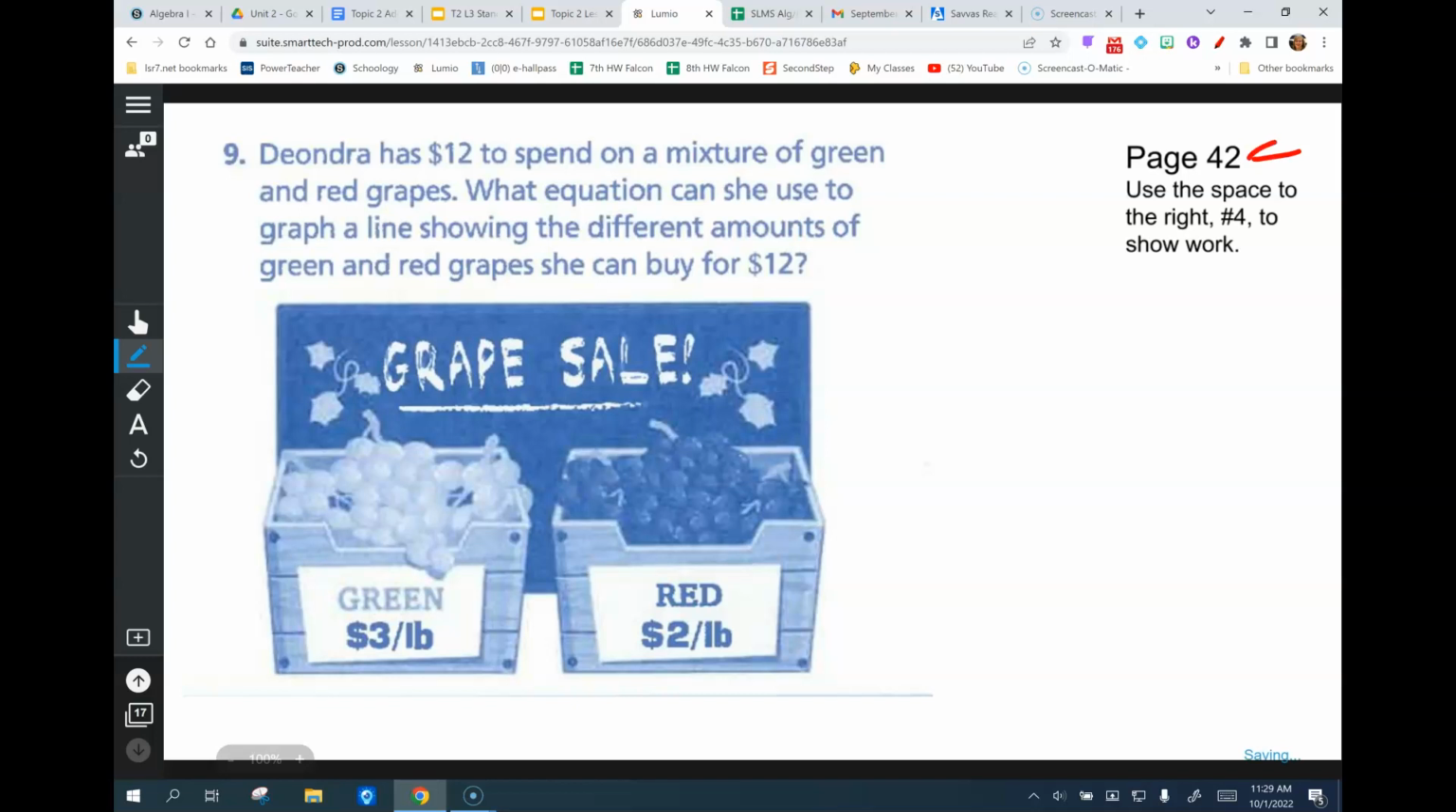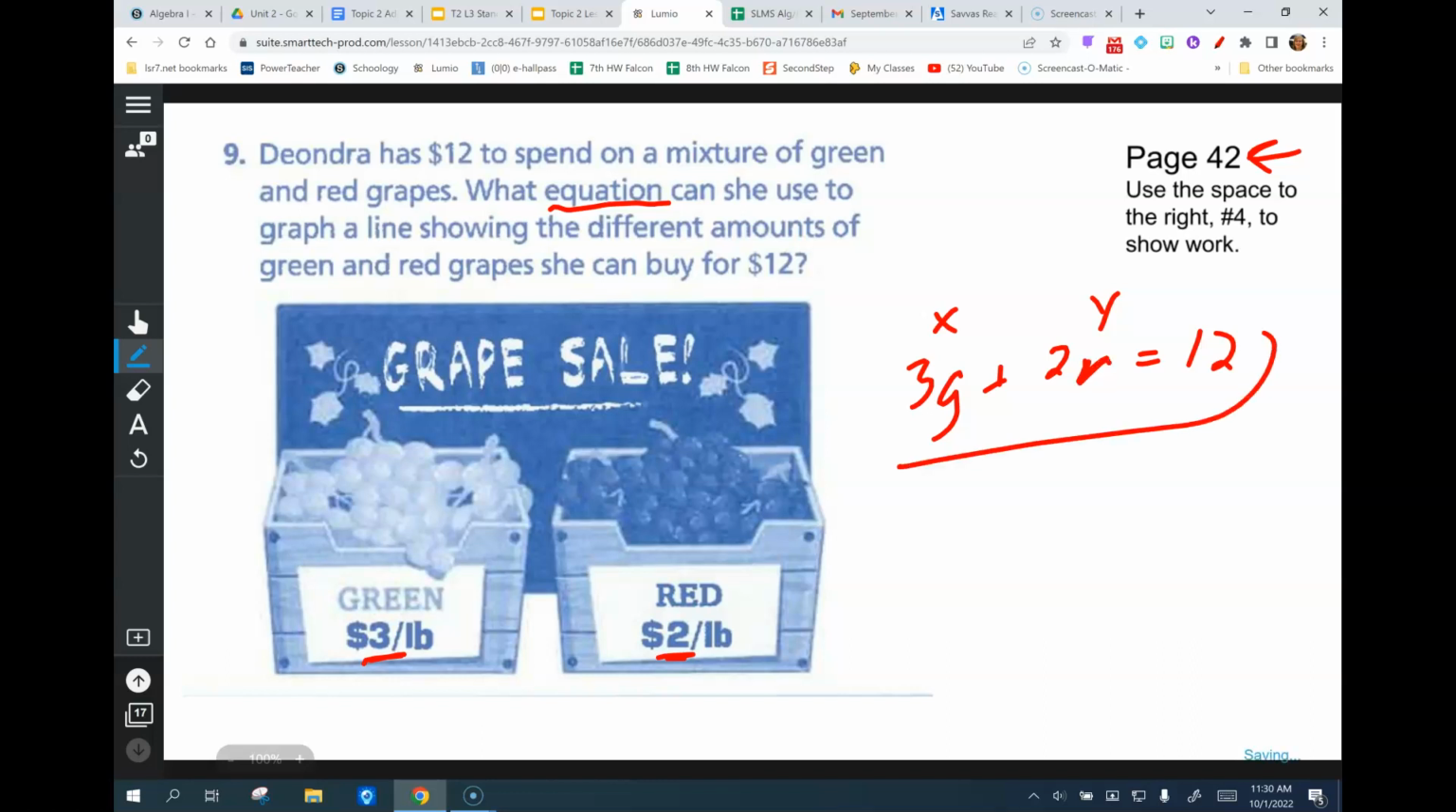So now I'm on page 42 of your book, and it's talking about, okay, read the problem. Deandra has $12 to spend on a mixture of green and red grapes. What equation can she use to graph a line showing the different amounts of green and red grapes? So all you have to do is write an equation. Okay? So look at this. Nothing difficult here. Don't overthink this. We have 3 green grapes plus 2 red grapes is equal to $12. And then you just want to make sure that you indicate which one's X and which one's Y. And it really doesn't matter. It honestly does not. Your line might look different, but your values would be the same. But this would be an equation you could use for that. Okay? Good.